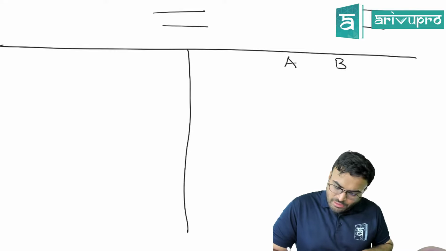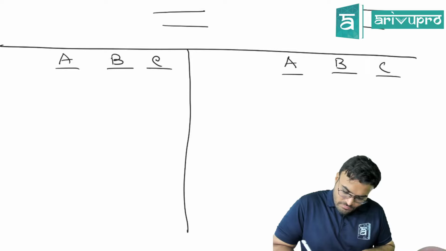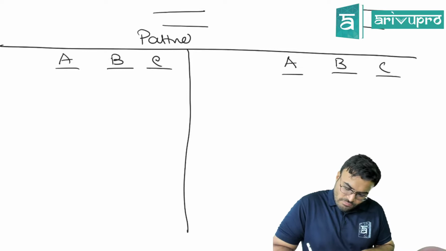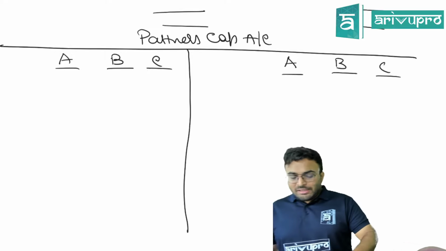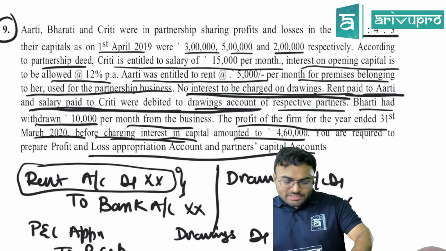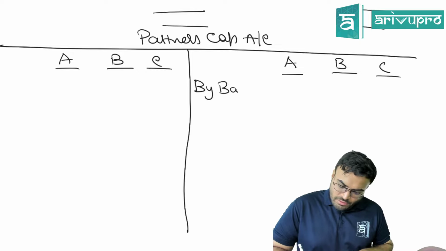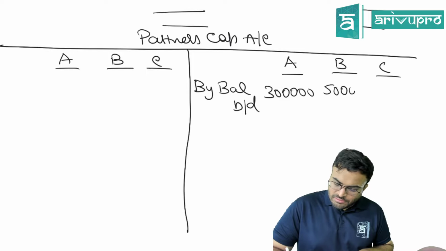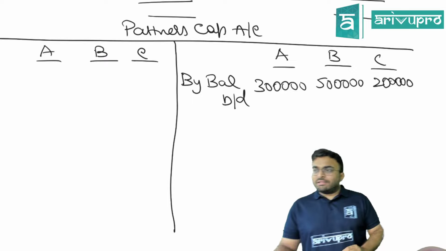Partners capital account A, B, C. Did they start the business or did they already have the balance? They were already in partnership sharing profits and losses and their capitals are given 3 lakh, 5 lakh and 2 lakhs. So what you will do, you will write by balance brought down 3 lakhs, 5 lakhs and 2 lakhs. What next?